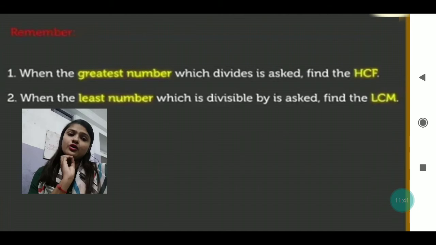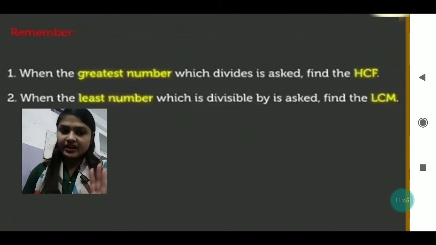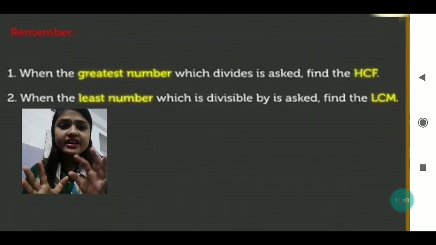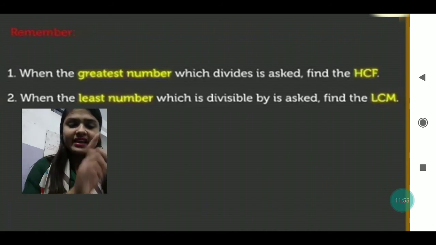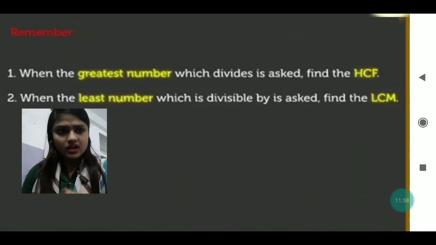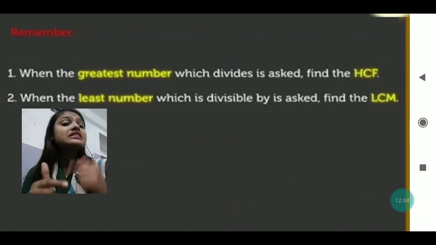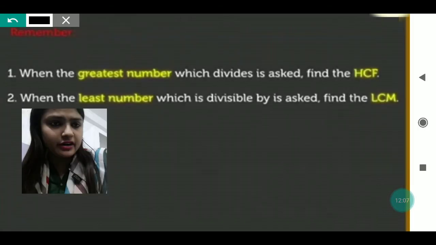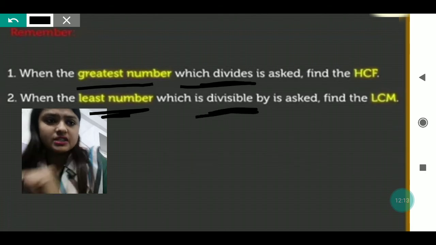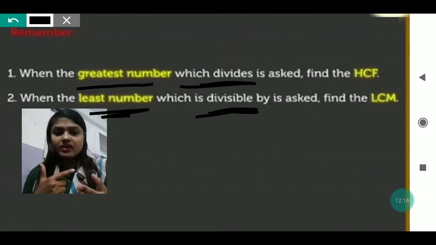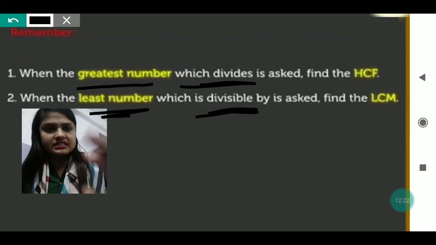These all we have discussed about the prime factorization, meaning how we can find out the LCM by doing the prime factorization. Here you can see, when the greatest number which divides is asked, we find the HCF. When the least number which is divisible is asked, here two things are written, my dear, don't get confused: greatest number which divides, whereas least number which is divisible. When the greatest number which divides is asked, that is HCF. When the least number which is divisible is asked, that is LCM.